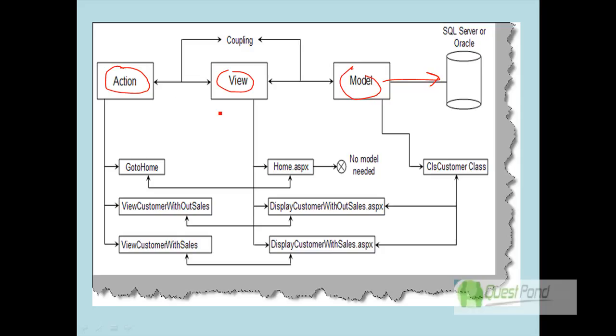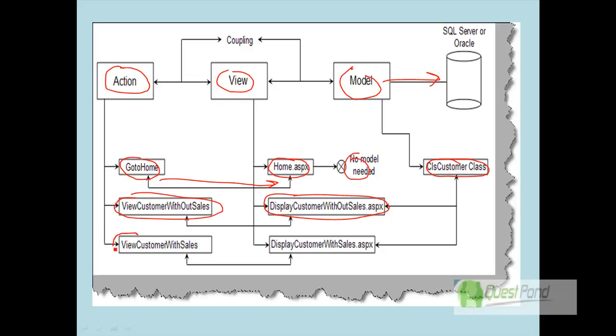When we see our application which we just talked about, it has actions like go to home, and this go to home maps to a view. When you request go to home, you would expect that a home.aspx page should be displayed, and for the current thing, home.aspx has no model, so it doesn't go to a database to fetch anything. If the customer hits the action view customer without sales, it maps to the ASPX file, the view, display customer without sales, which fetches the data using the CLS customer class. So it uses a model.